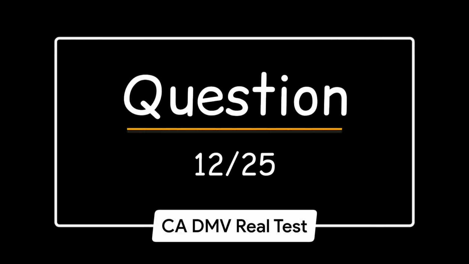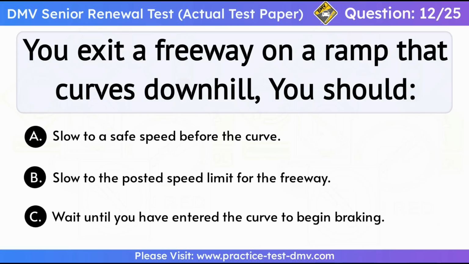Question 12. You exit a freeway on a ramp that curves downhill. You should A. Slow to a safe speed before the curve. B. Slow to the posted speed limit for the freeway. C. Wait until you have entered the curve to begin braking. Correct answer: slow to a safe speed before the curve.